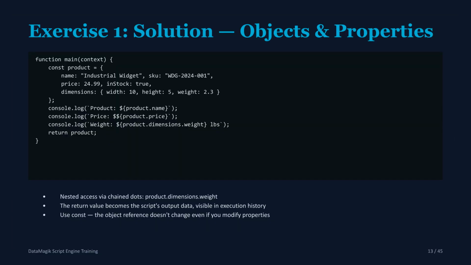Here is the solution to exercise 1. Notice how we use chained dots to access nested data, like product.dimensions.weight. The return value of the main function is the script's output. Using const ensures the object reference remains the same, even if properties are modified.